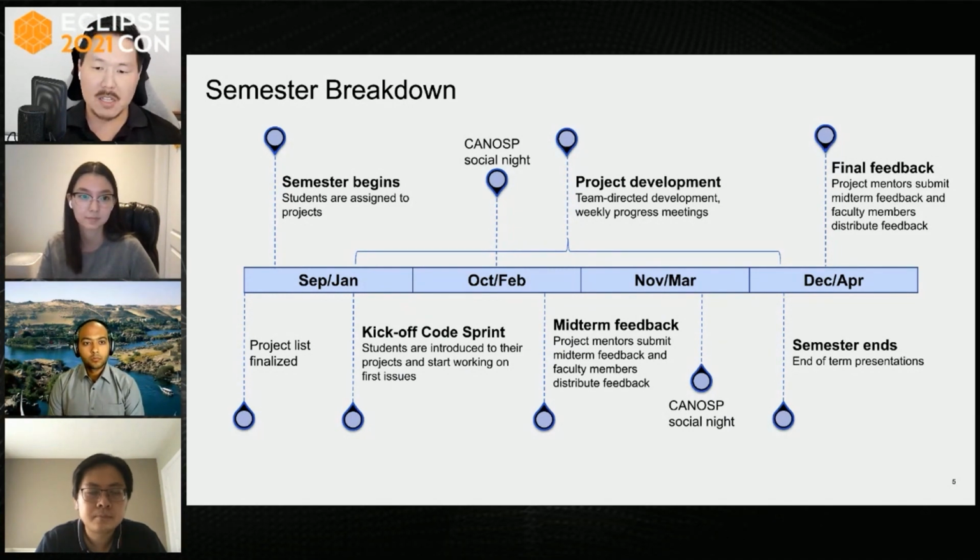Then finally, at the end of the semester, the whole cohort comes back together for the final presentations from each of the projects, covering what they've accomplished and learned over the semester. And then students are given their final feedback from their project mentors in the same style as the midterm feedback, and they are assigned a final grade from their faculty mentor.